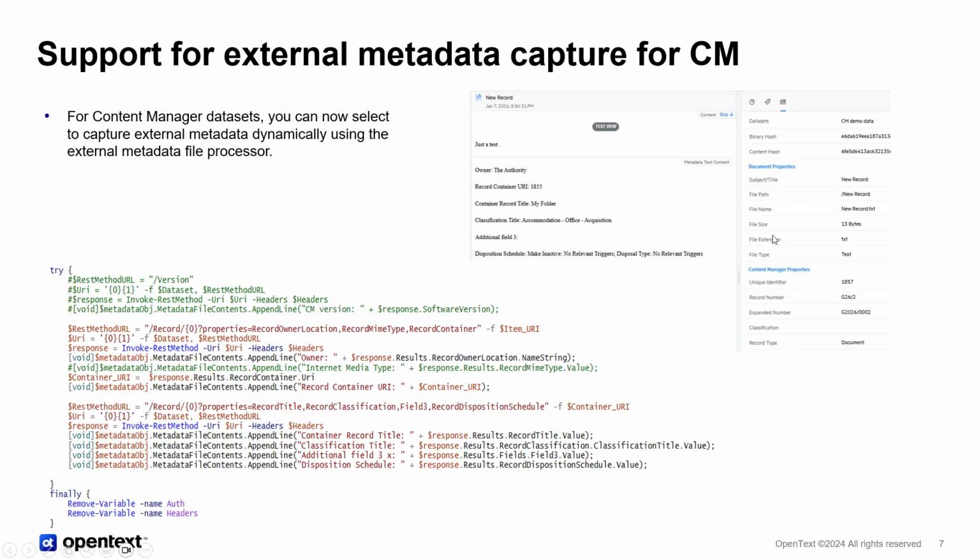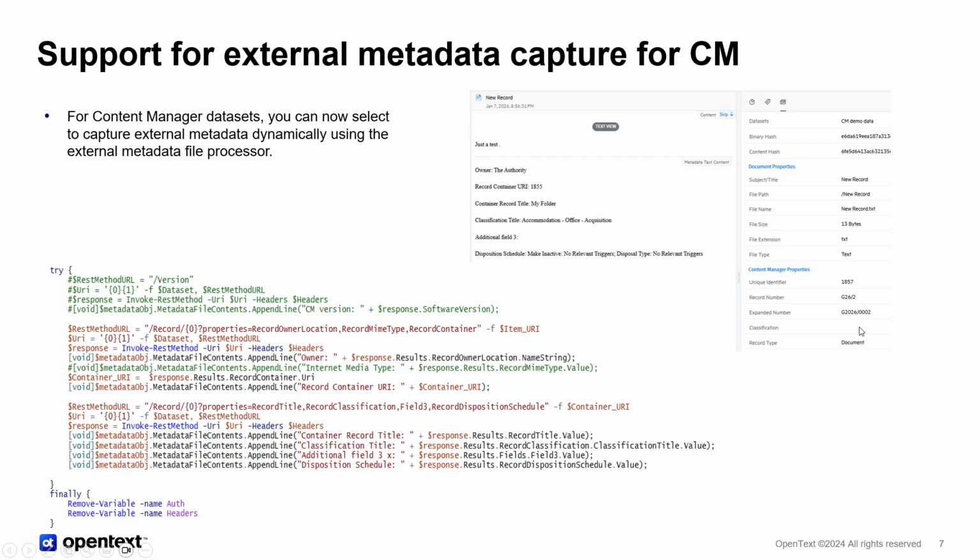normally do. As you can see on the right-hand side here, this is a document in Content Manager that I analyzed, and I've got the unique identifier and the record number, but a lot of the metadata is stored at the container level, such as the classification here. So the classification field wasn't applied directly to this document, which is a common thing inside Content Manager.